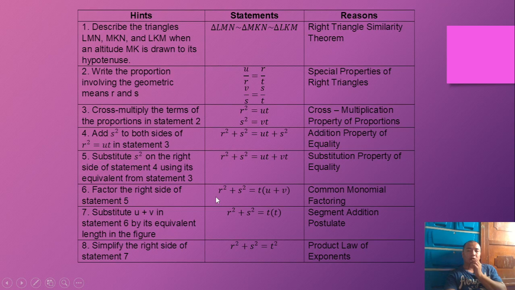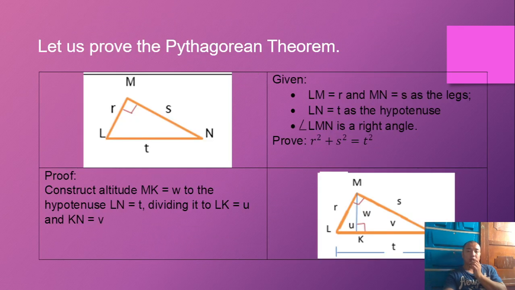Reason: common monomial factoring. Next, substitute u plus v in statement 6 by its equivalent length in the figure. u plus v is equal to t here.